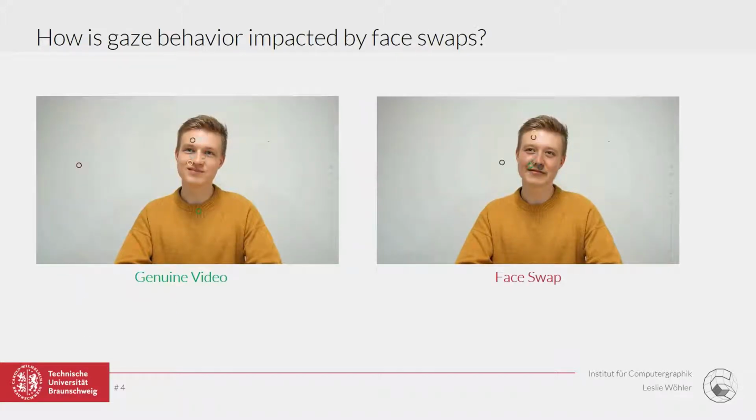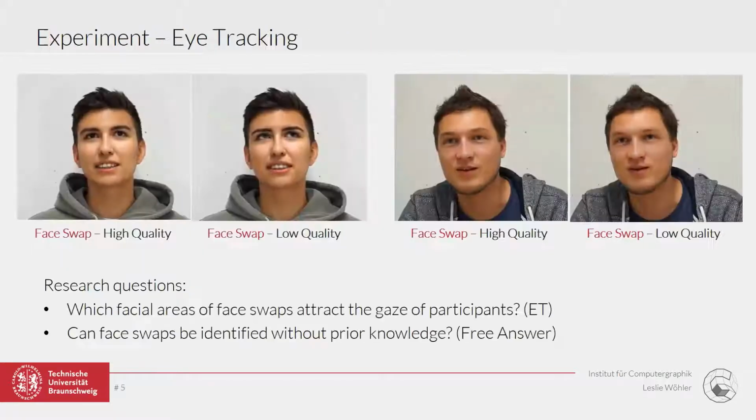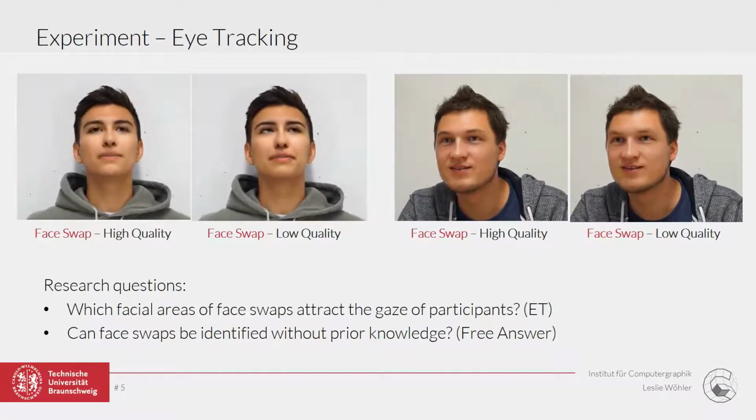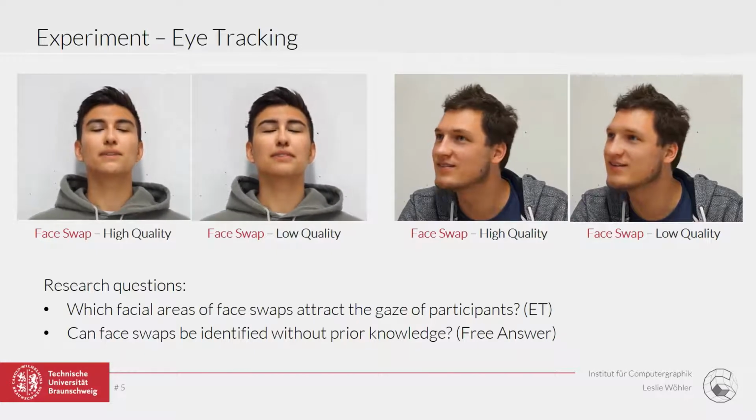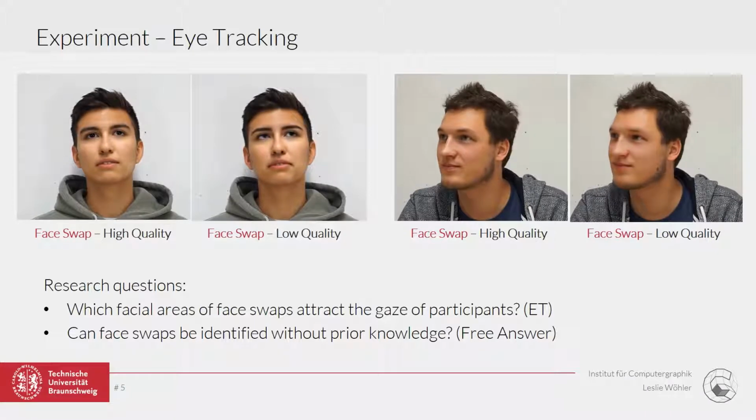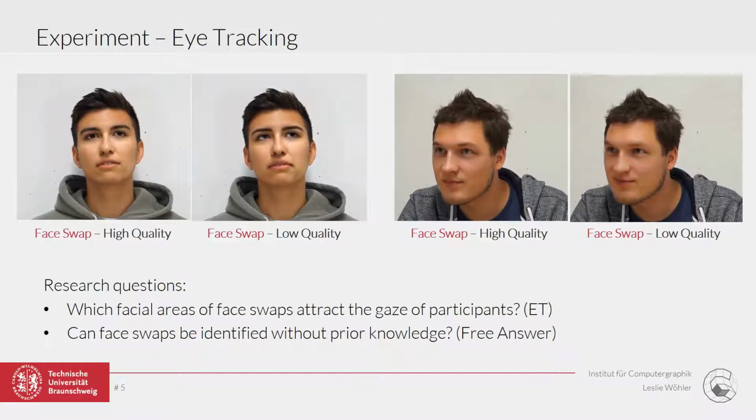First, we investigate eye tracking, as it can be used to assess artifacts and could easily be integrated to face swap detection frameworks. In our experiment, participants freely watched face swaps and genuine videos with a duration of 60 seconds, while we recorded their eye movements. In this experiment, we investigate which facial areas attract the gaze of viewers. Our hypothesis was that especially artifacts like unnatural eye movements or overlapping facial contours would influence gaze.